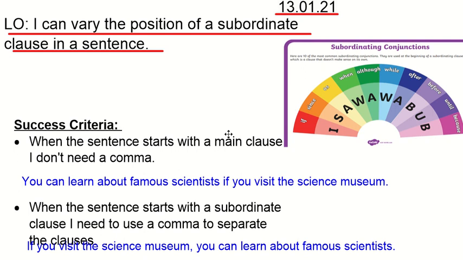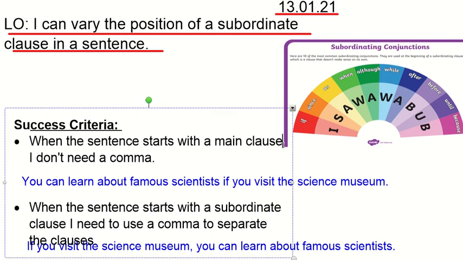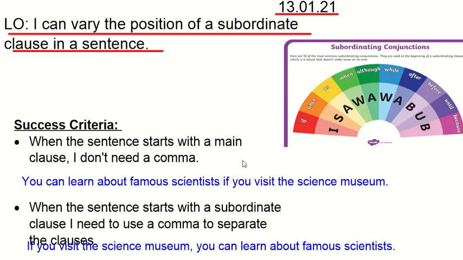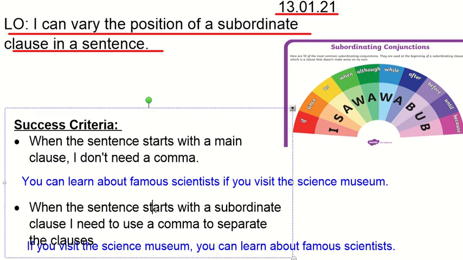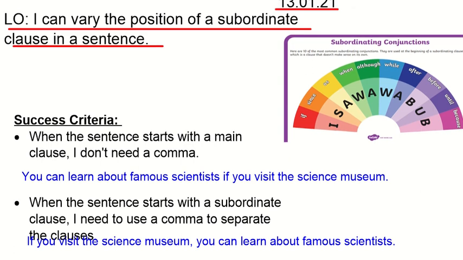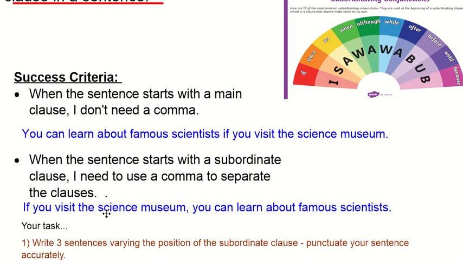Okay, now I've just spotted year 5 and year 6 that I need to use a comma in my success criteria. When is a subordinate conjunction, and I've got a subordinate clause here. When the sentence starts with a main clause, I don't need a comma. When the sentence starts with a subordinate clause, I need to use a comma. And I've put some examples there to help you with your writing today.